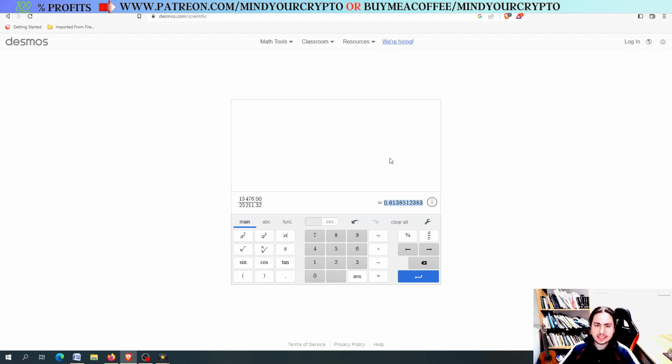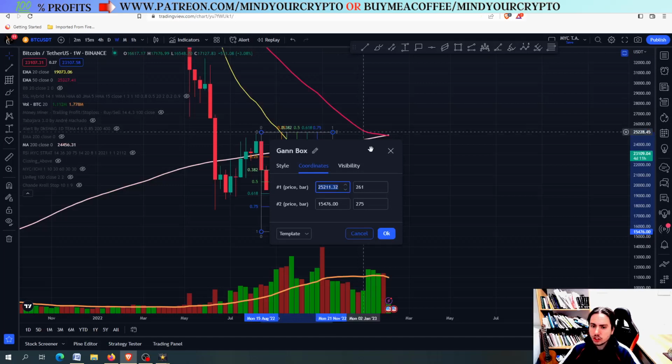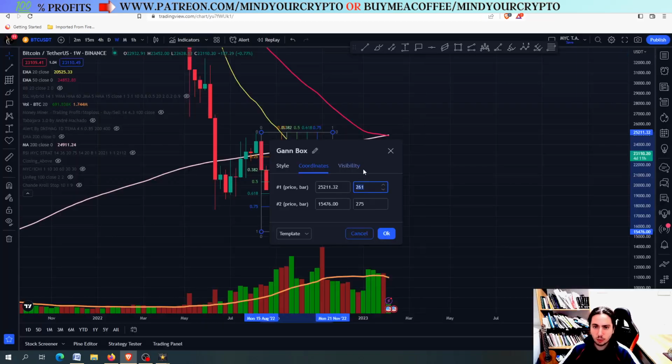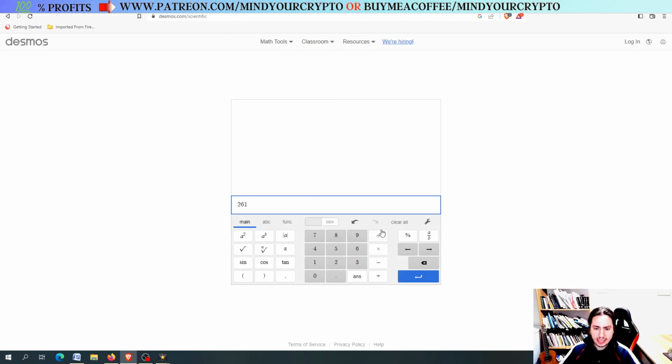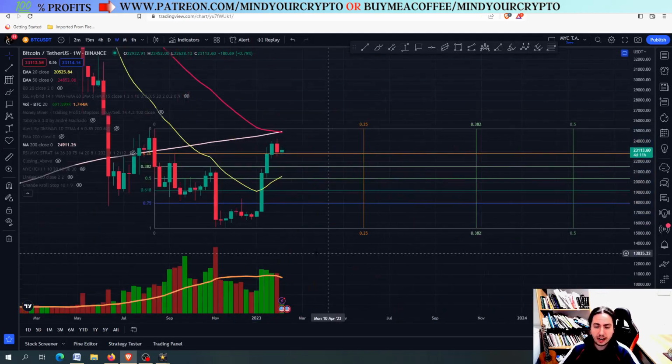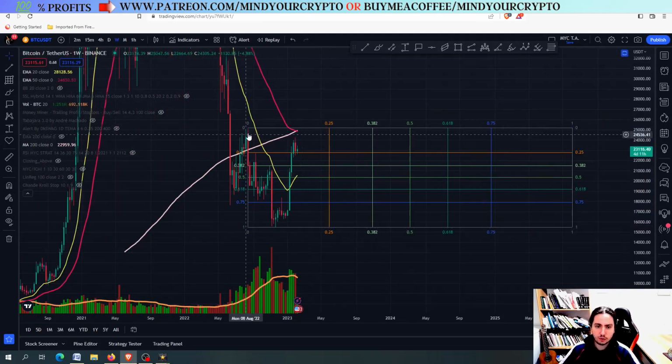Now you want to copy this result that you are getting. You take the first bar and the second bar, and you want to divide the first bar by this number. The first bar, as you can see, is 261. We go into Desmos again, click the divide button, and paste the number that we copied before. Now we have another one, this is the 425. Now we go back into our chart and we draw the 425. And here is the squared chart from the bottom to the top.